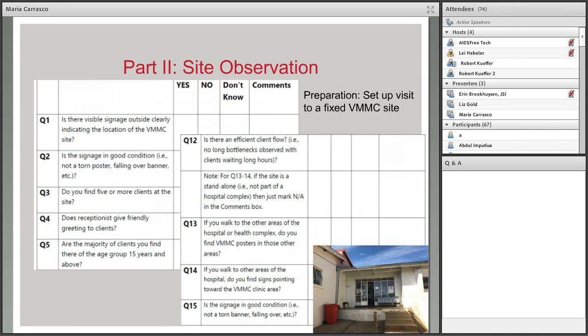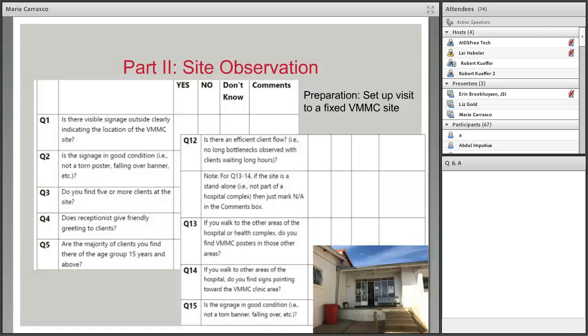Okay, very good. So on to part two. Part two is a site observation. Part two includes 15 questions, and to implement this part, you set up a site visit to a VMMC site. And in this slide, you can also see some sample questions.